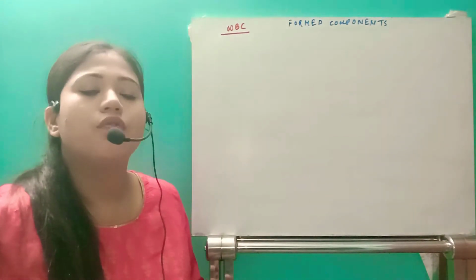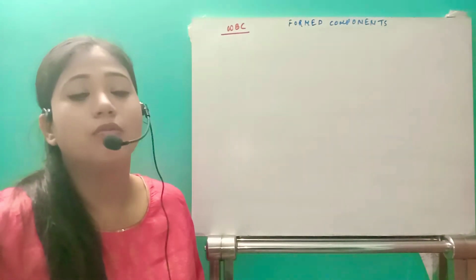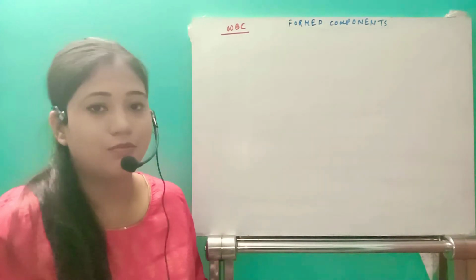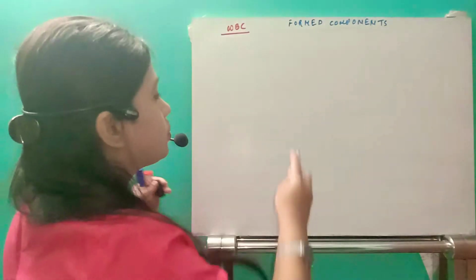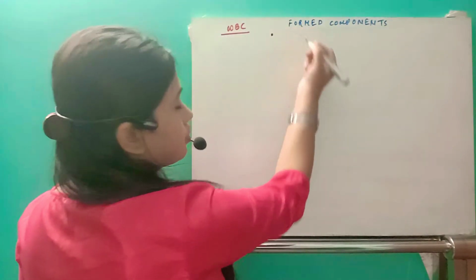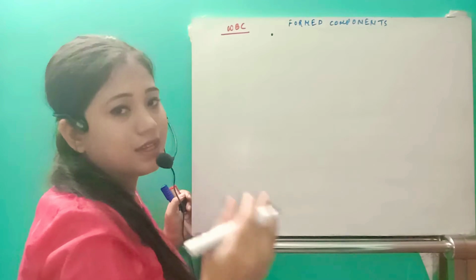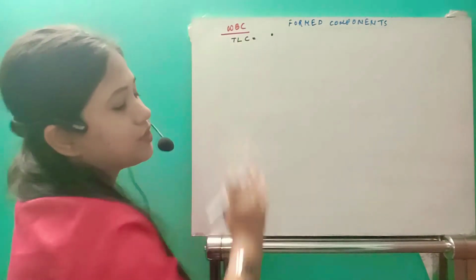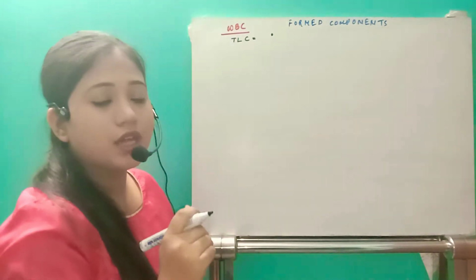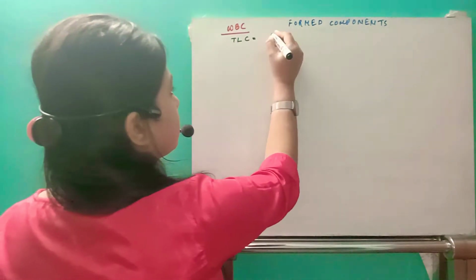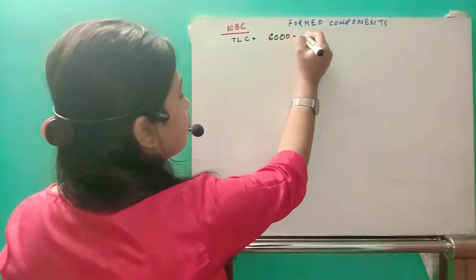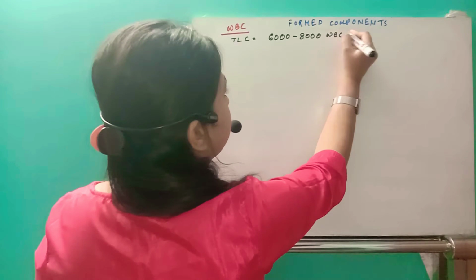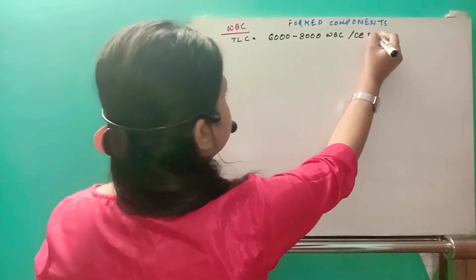First thing we should know is how many WBCs are present per cubic millimeter of blood. The total WBC count is known as TLC, total leukocyte count. That total leukocyte count is around 6,000 to 8,000 WBCs per cubic millimeter.